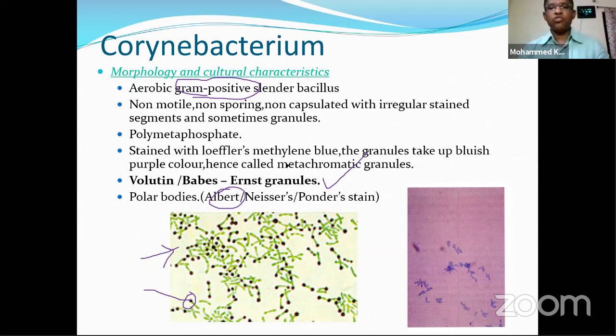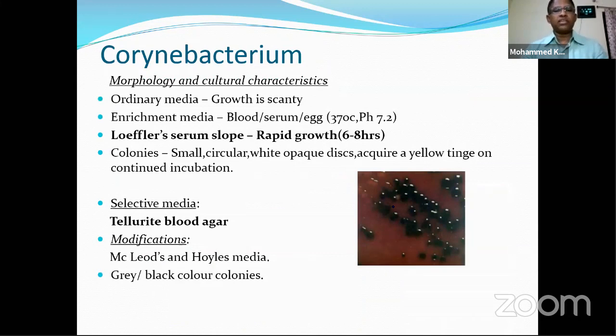What are the different stains used for diphtheria? Albert stain. What are the different stains used to stain these polar bodies? Just remember PAN: Ponder stain, Albert stain, Neisser stain. Right, let's go to the next slide. What is the selective media? Believe me, Loeffler's serum slope is not the selective media. It's just an enrichment media.